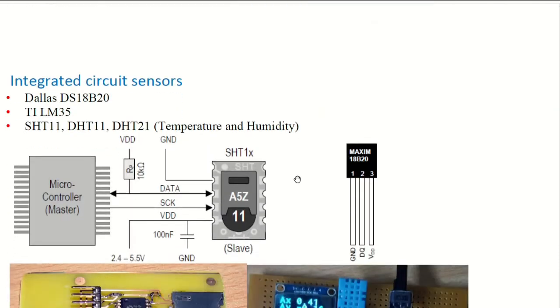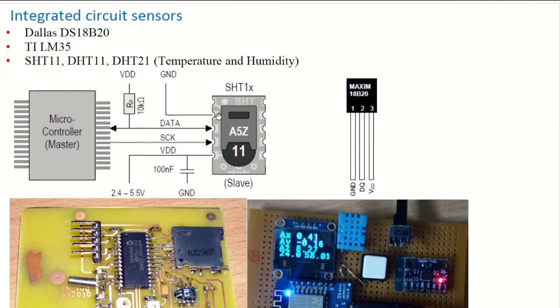Nowadays you have other integrated circuit sensors like the Dallas DS18B20, which is very well known, but it's not very accurate. Less expensive ones are the DHT11 or DHT21. In the Arduino community, you find a lot of applications using these. The SHT11 is older, but it's made by a Swiss company called Sensirion.